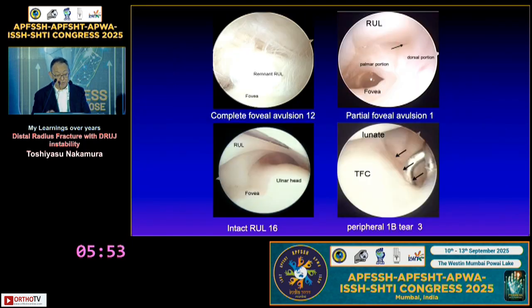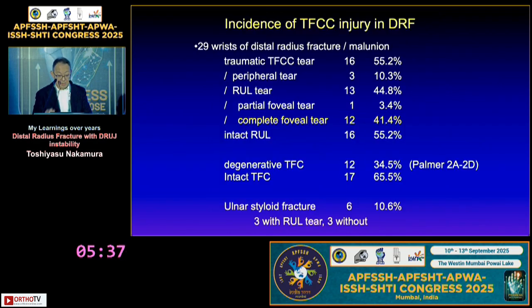The DRUJ scope findings showed a complete avulsion of the fovea in 12 cases. Partial fovea avulsion was found in 1, and a peripheral 1B tear was found in 3. Sixteen wrists had an intact radioulnar ligament within the fracture of the distal radius. In total, 41% had a complete fovea avulsion, and 55% had a traumatic TFCC lesion, which is similar to the data Tomino reported in 2000 in the Journal of Hand Surgery. Degenerative TFCC was found in 12 cases because those were a little bit older females.